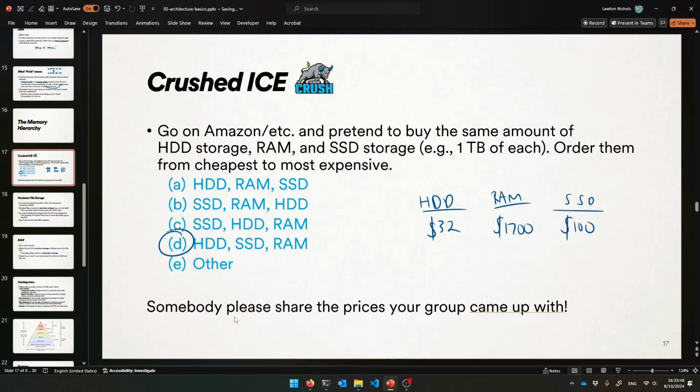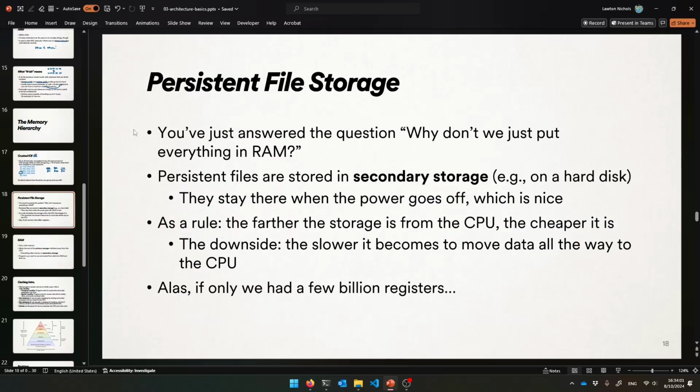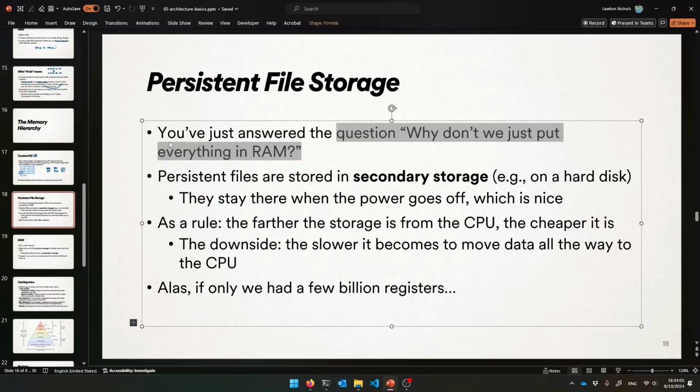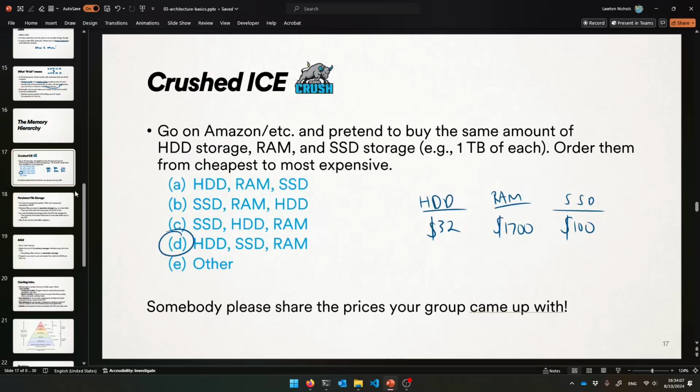All right, so now you know why we have these options. You don't just buy 1 terabyte of RAM and use that instead of a hard drive. There are other reasons too, but we kind of just answered the question: why don't we just put everything in RAM? Because the common consumer could never afford that.